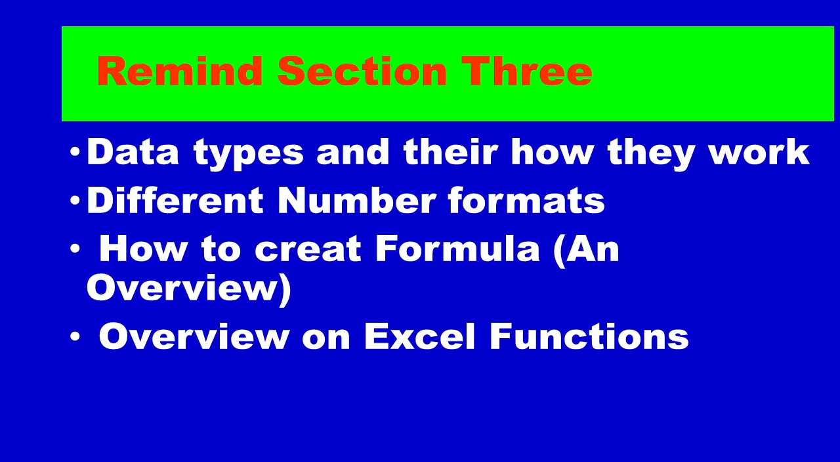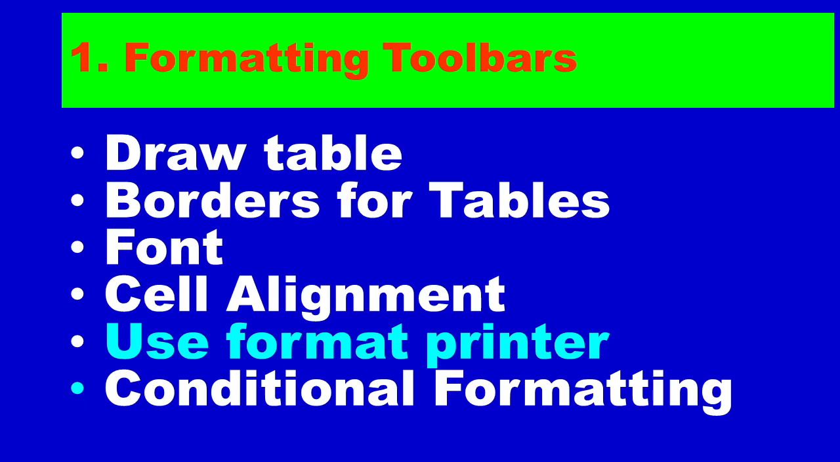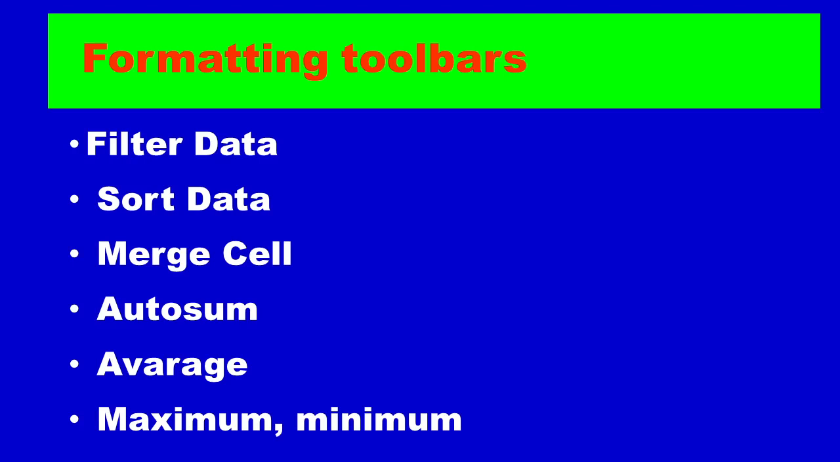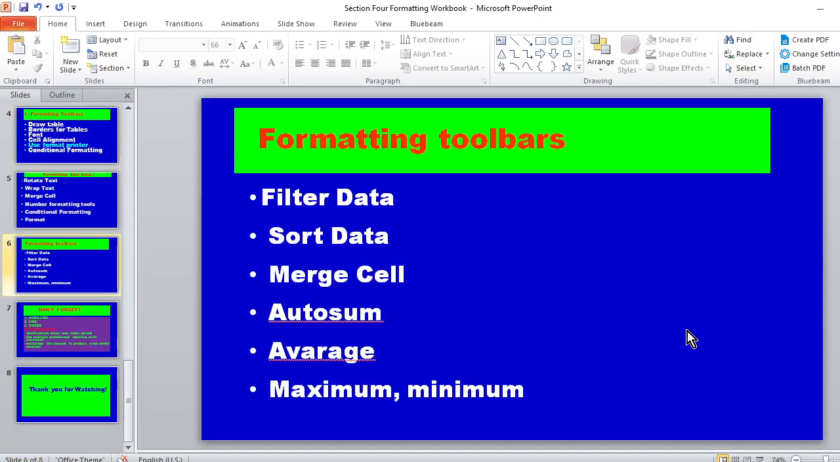So today we will see how to draw tables and borders for tables, font, cell alignment, using the format painter, conditional formatting, rotating text, wrapping text, merging cells, and number formatting tools, filtering data, sorting data, AutoSum, average, maximum, minimum. We will see these things today.